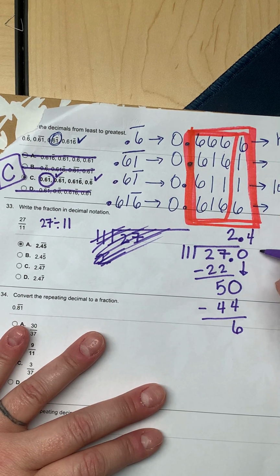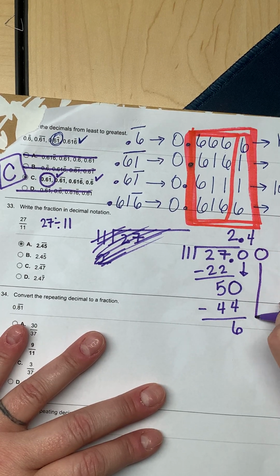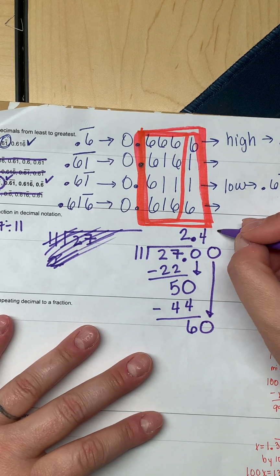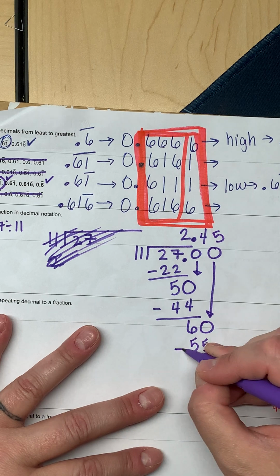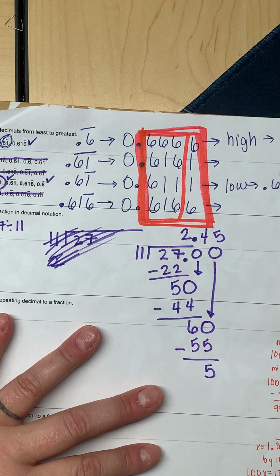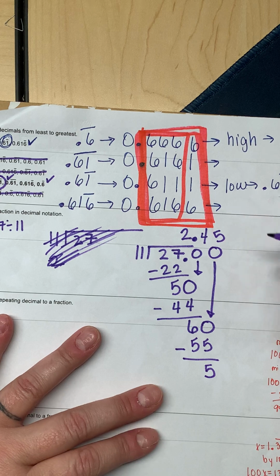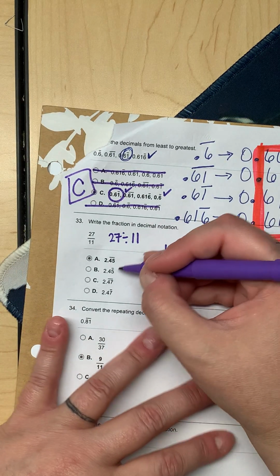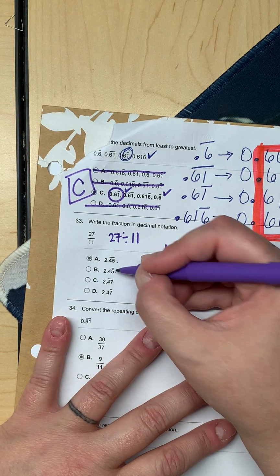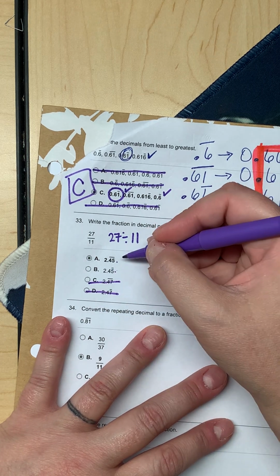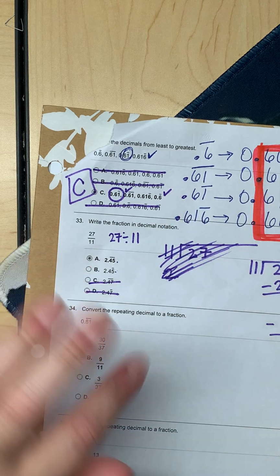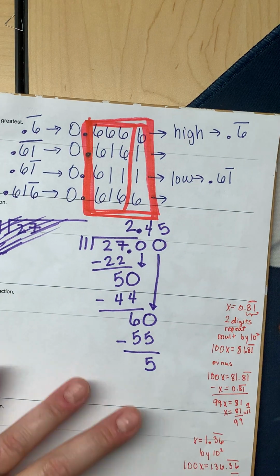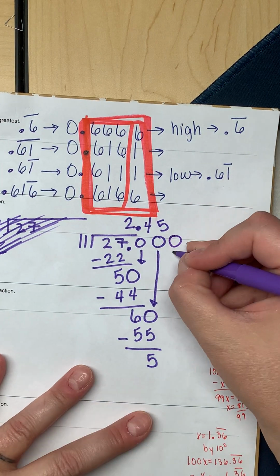I brought down a 6. Now let's bring down a 0. 11 goes into 65 times to make 55. You might think, okay, well, the answer choices are there: 2.45, 2.45, 2.45. Well, the difference is where the repeating bar is. So we need to figure out what repeats. Bring down another 0.